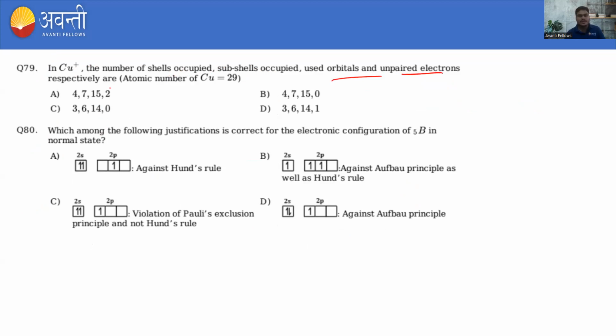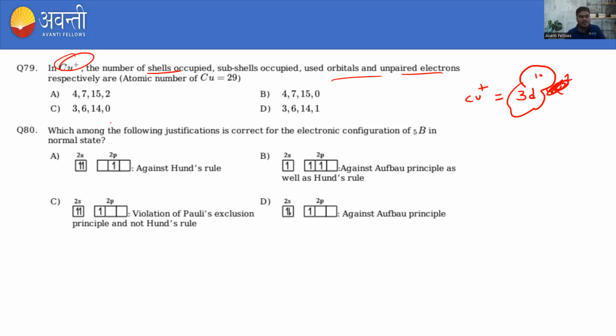Now, in copper plus, the number of shells occupied, subshells occupied, used orbitals and unpaired electrons respectively. So first you have to calculate the number of shells in Cu+. This belongs to the third period, 3d. Copper generally has 3d10 4s1, but Cu+ has only 3d10, right? So 3d10.